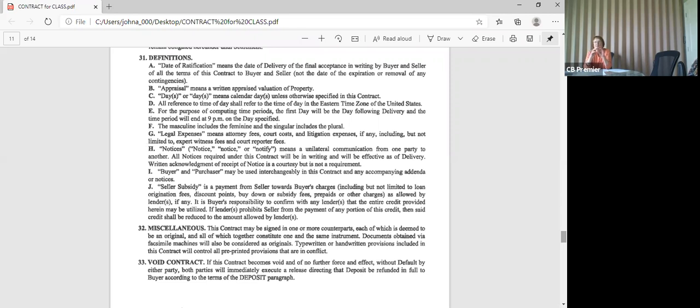For the purpose of computing time periods, the first day will be the day following delivery, and the time period will end at 9 p.m. on the day specified. The masculine includes the feminine. They need to get rid of that.